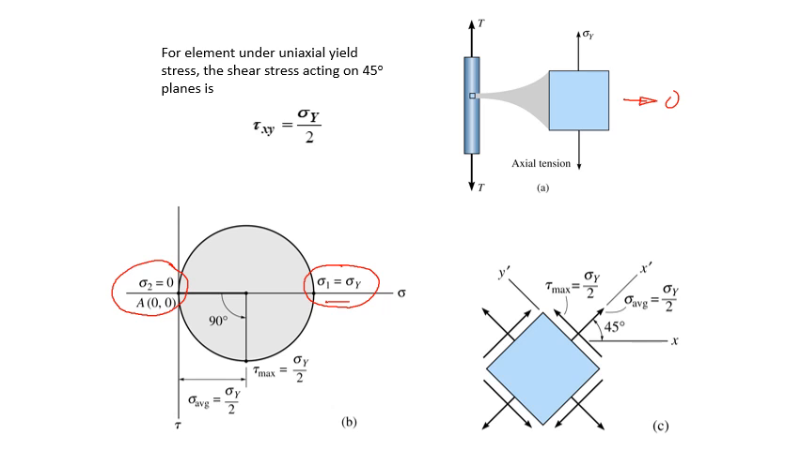When it's under compression, then it goes on the left and sigma 2 now becomes the largest value in magnitude, although it's compressive, and sigma 1 becomes 0. Okay. So if we draw the stress element for maximum shear stress, we'll find that the maximum shear stress is sigma yield over 2. And the average normal stress is also sigma yield over 2.